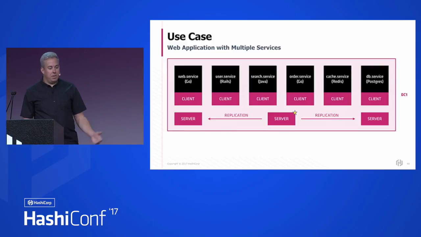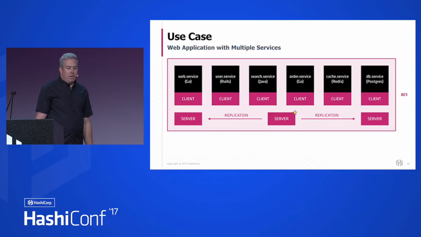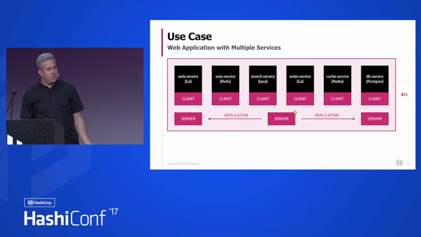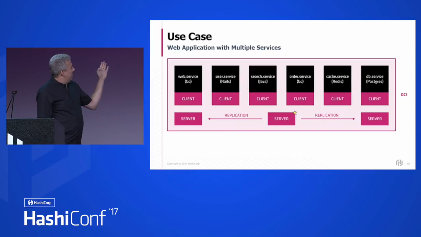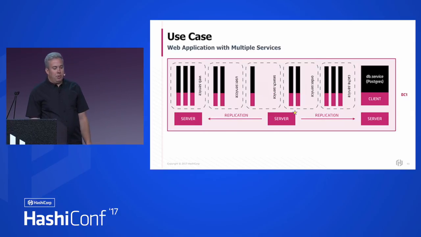So what do you use this for? Maybe you've got a web application. So you've got several services there. You've got a database. You've got your Consul servers. You want your web service to find the user service or the search service and make requests to it. Super simple. You're running a client agent on each machine along with your services. You've got your 3 Consul servers.